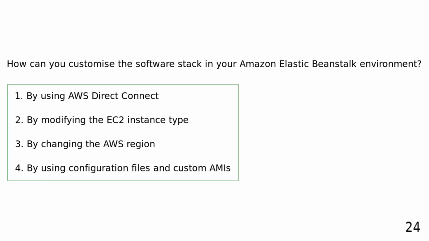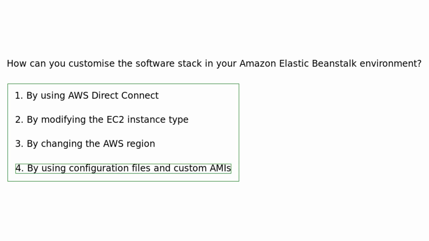How can you customize the software stack in your Amazon Elastic Beanstalk environment? By using AWS Direct Connect. By modifying the EC2 instance type. By changing the AWS region. By using configuration files and custom AMIs. The software stack can be customized using configuration files and custom AMIs.